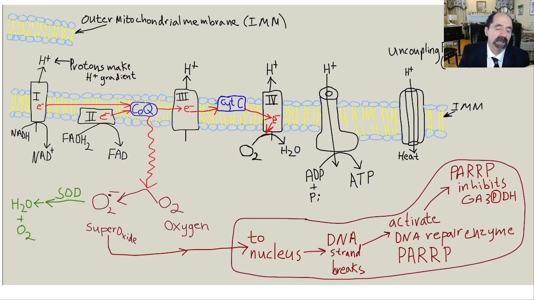So what happens is the electrons start to go backwards, and coenzyme Q will now drop an electron, throw it down into the matrix, where it'll combine with oxygen to form a free radical. A free radical means an unpaired electron in the outer shell, and that free radical of oxygen with a negative charge on it is called superoxide.